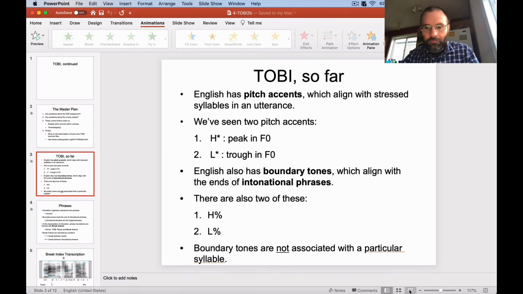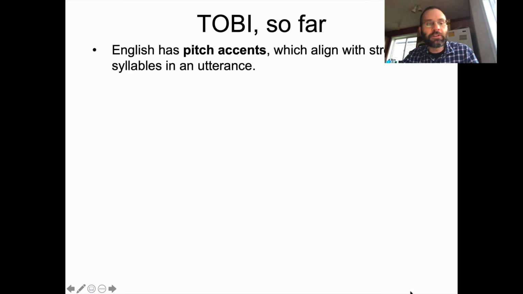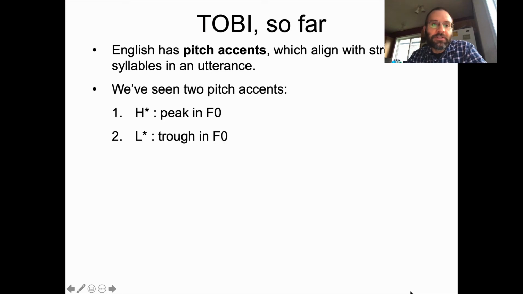Okay, so let's start off with a little bit of review for TOBI. English has pitch accents, which align with stressed syllables in an utterance. And so far we've seen 2 pitch accents. One is called the high star, which ideally should align with a peak in F0 on the stressed syllable. And then the flip side of that is a low star, which ideally should show you a trough in F0, or a bottoming out of the F0 contour in the stressed syllable itself. In both cases, the pitch accents line up with that stressed syllable and make it sound more prominent even than a regular stressed syllable. So they make it stand out for that reason.